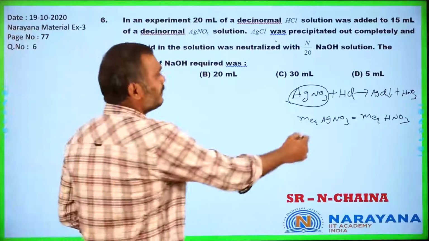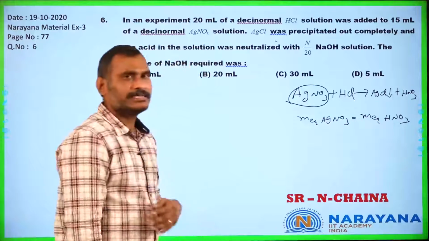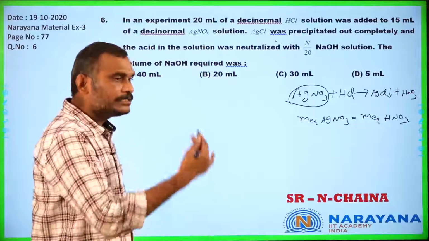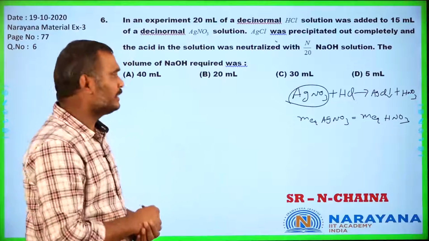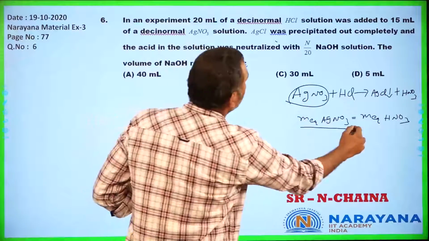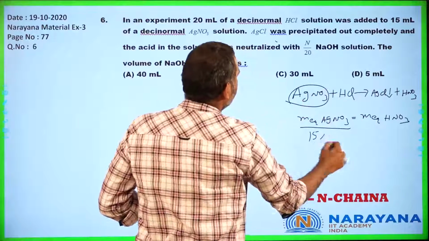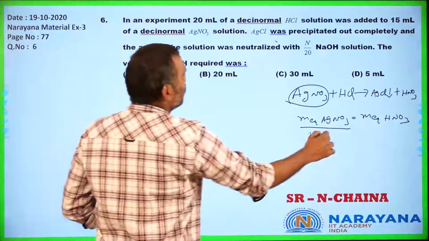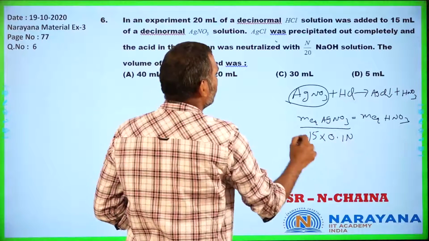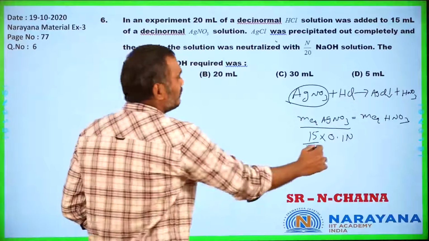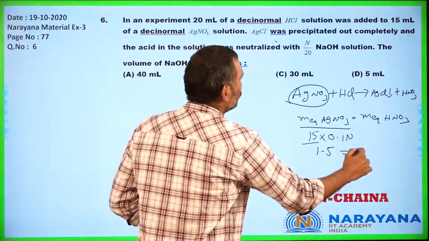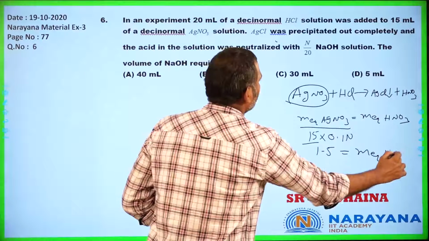That means milli equivalents of AgNO3 equal milli equivalents of HNO3. So the HNO3 formed I am going to find out. Milli equivalents of AgNO3 means 15 ml into decinormal 0.1 N. This is in milliliters. That is 1.5, equal to milli equivalents of HNO3.